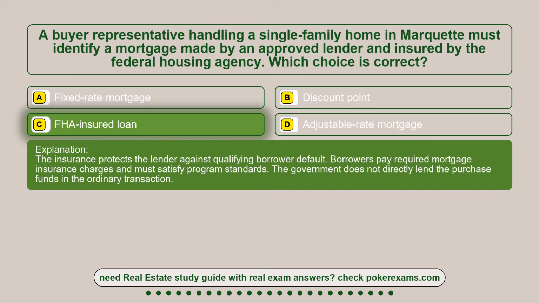The insurance protects the lender against qualifying borrower default. Borrowers pay required mortgage insurance charges and must satisfy program standards. The government does not directly lend the purchase funds in the ordinary transaction.